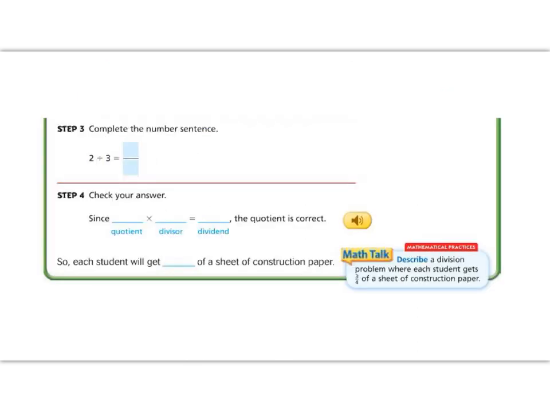All right, continuing on. In step 2, we had 2 times 1/3 because each student was going to get 2 pieces and each piece was 1/3 sized. So 2 times 1/3 would give me 2/3. Each student is going to get 2 pieces out of 3. So we can call that fraction 2/3.